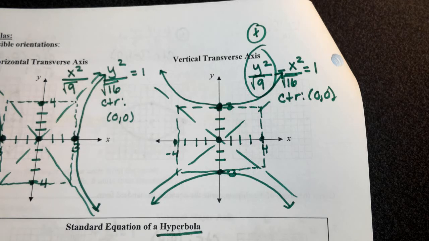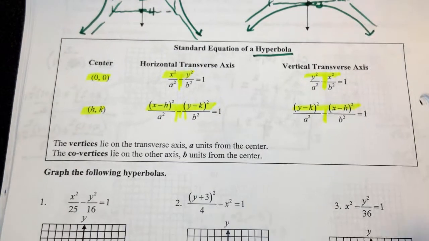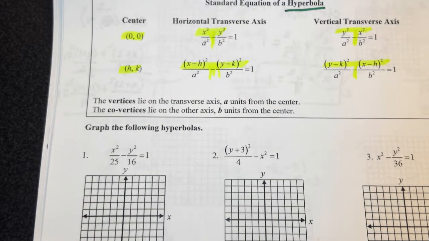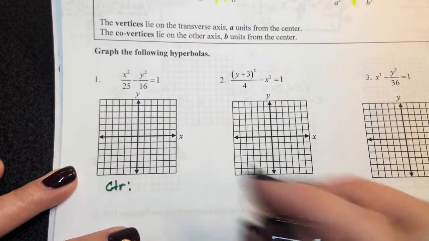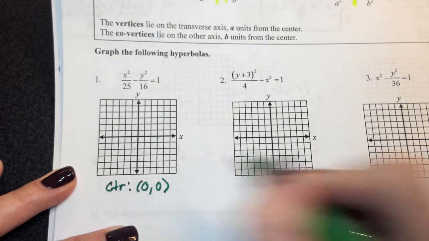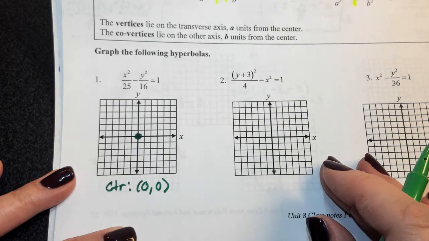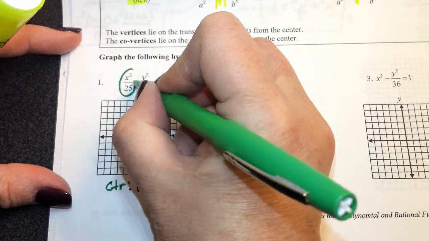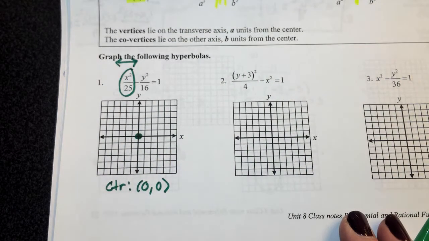So let's take a look at number 1. So let's talk about the center. Where's the center going to be for number 1? 0, 0. Which fraction's positive, by the way? X. So that means, remember, it's going to have to open left and right, because that's the direction that x goes.